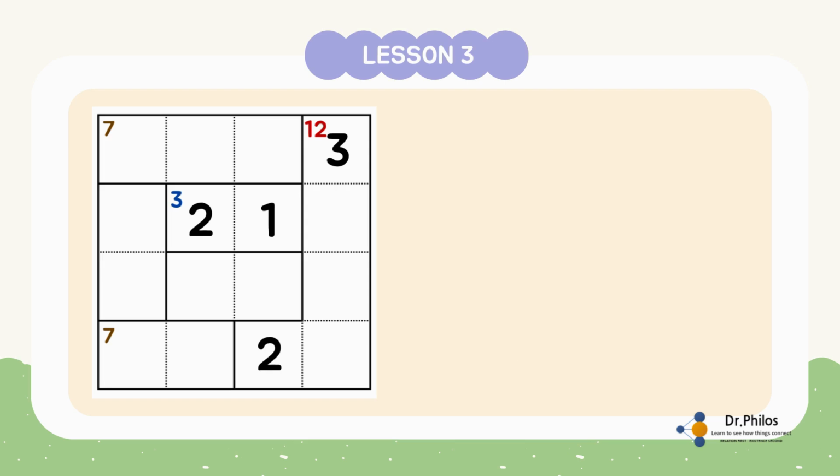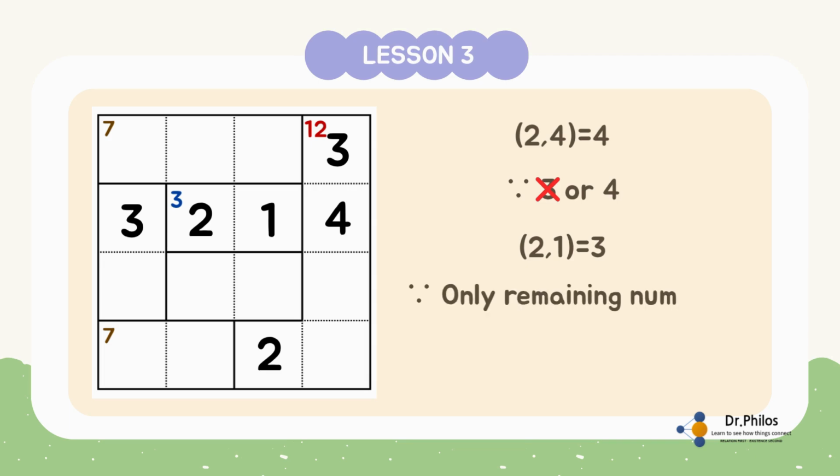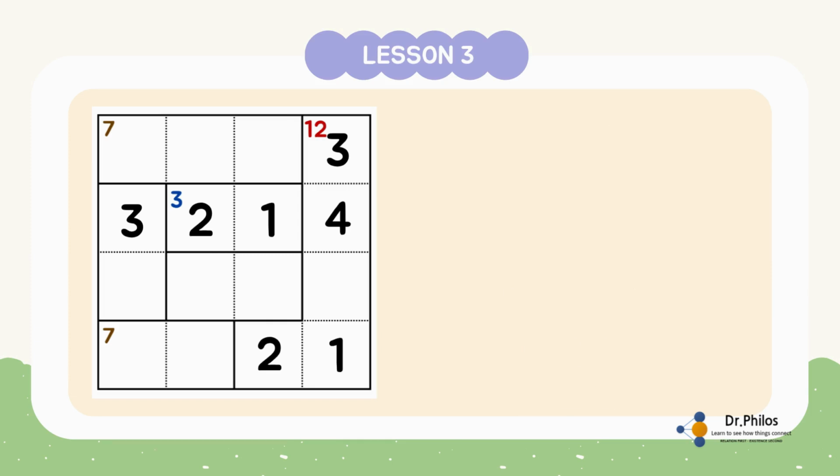Keep going. 2, 4 is 4. It's 3 or 4. But if it's 3, it's a duplicate with 1, 4. 2, 1 is 3. The only number left in row 2 is 3. If this happens, I can also figure out 4, 1. Now, try filling in the remaining boxes. Tell me your answer and add a because.